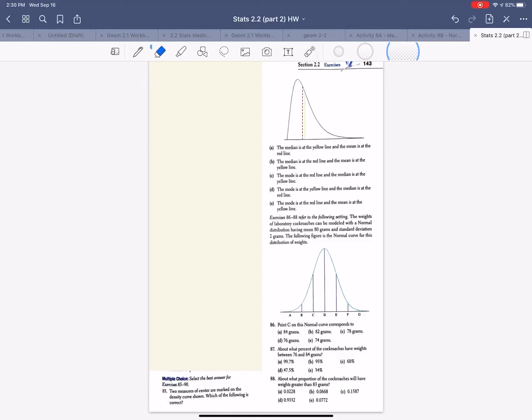Hey guys, we're going to do homework 2-2 part 2, and you should have the answers to the odds. So I'm just going to show you the answers to the multiple choice because I think those are how a lot of these questions come up on the test. So let's do it. The multiple choice are 85 to 90.